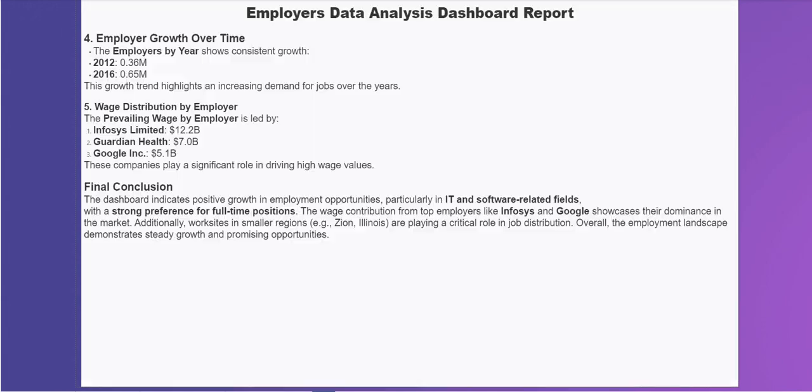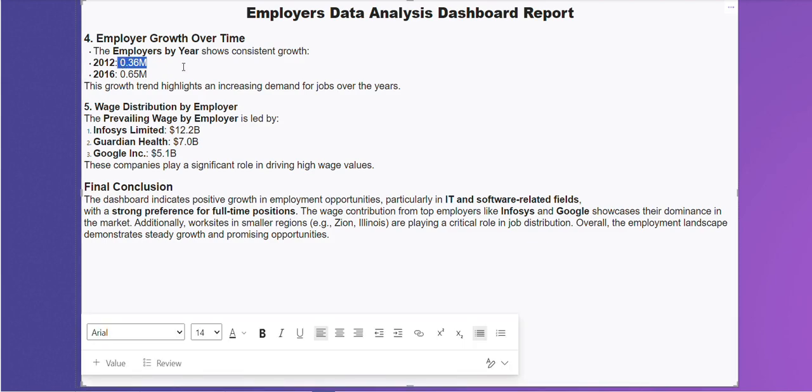Then next, if we are talking about employer growth over time, we can see here that the employer by year shows consistent growth. We can see that in 2012 it was 0.36 million, and then it grew by 2016 to 0.65. This growth trend highlights an increasing demand over the years.